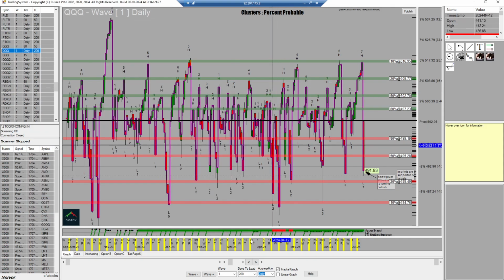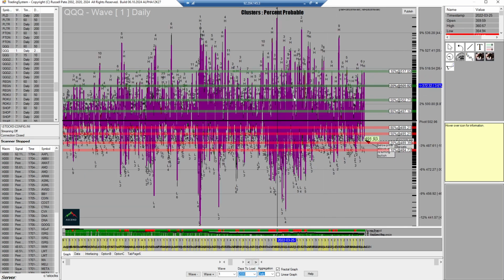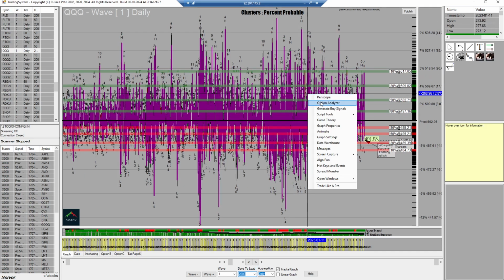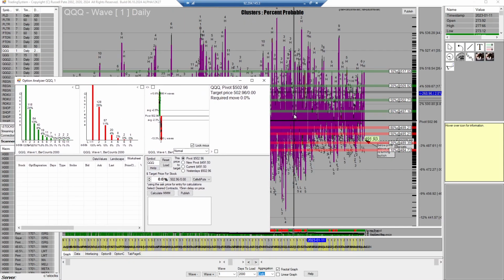Now you can go even further, load up more days, so say the 2000. You're not going to be able to read much off of this chart here, but if you go back into Option Analyzer, you still have those same bar charts. So you can see that only 1, 3, 5, 7 times over the last 2,000 days have we continued past an H7. So 7 times in 2,000 days are we going to make an H8 or higher high today.